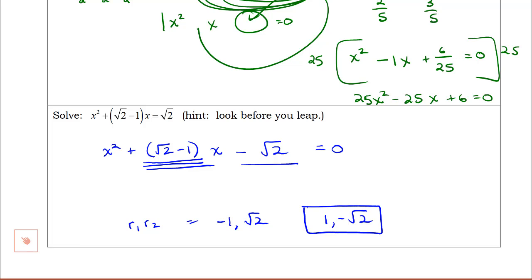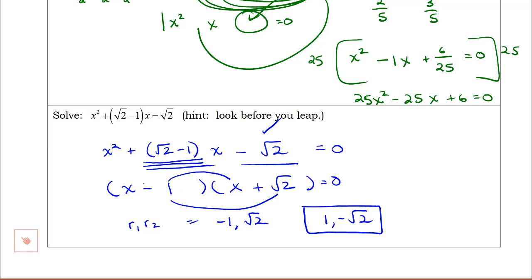Now if you want to show more, you don't have to. You could say, well, let's see. Will this work? You see it? You see the negative root 2? Do you see the negative 1x and the positive root 2x?